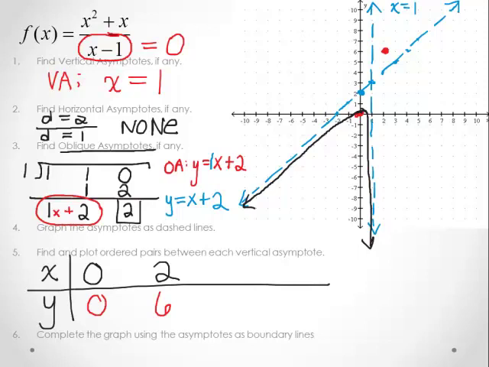And then the same thing for the other point. So on the left, it's just going to go up towards the vertical asymptote. On the right is the end behavior portion. So it's just going to go towards the oblique asymptote.